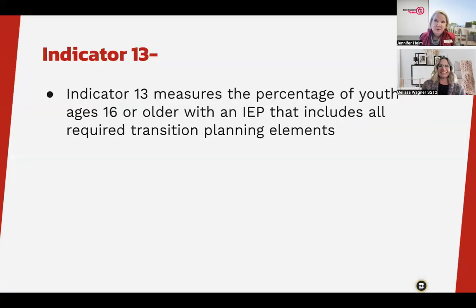Perfect. Do you want to talk about indicator 13 also? Sure. Indicator 13 measures the percent of youth age 16 or older with an IEP that includes all required transition planning elements. And Jennifer, you texted me earlier today because it said 16 on here, not 14. And 16 is the federal age where they start looking at transition plans. Perfect. Thank you.